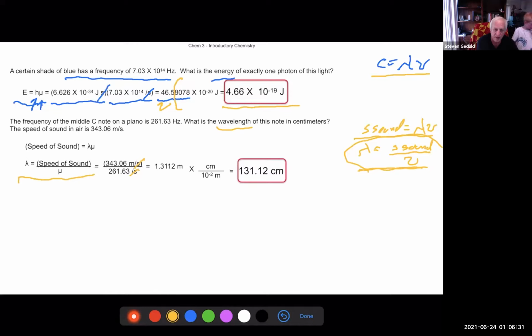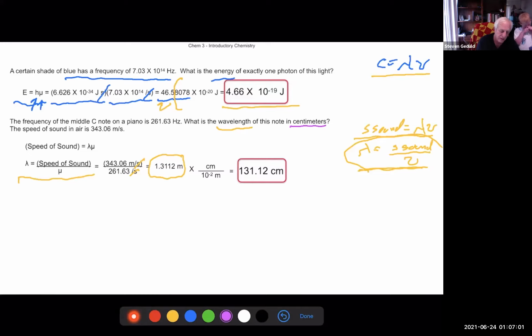Okay, so we do the math, it comes out to 1.3112 meters. We have 5 significant digits because our measured value has 5 significant digits. 261.63 is the measured frequency, so our answers have 5 significant digits. That's in meters, but they want centimeters, so they want you to convert that into centimeters.